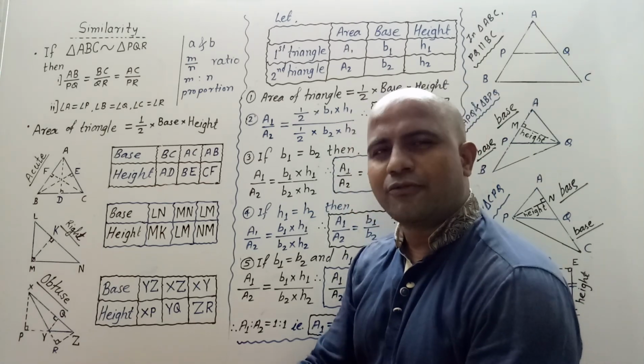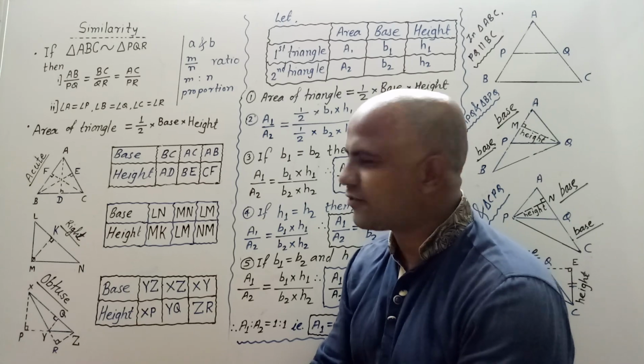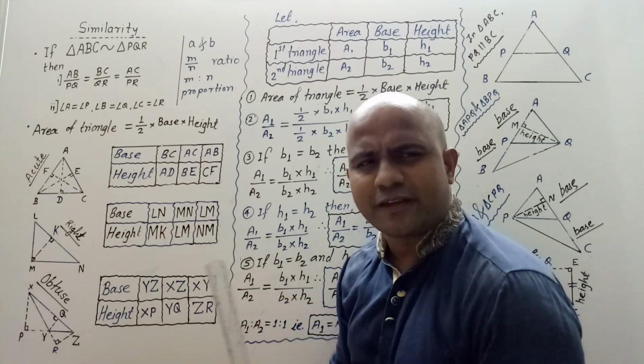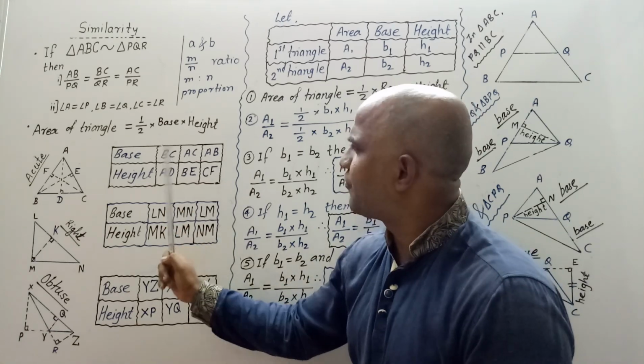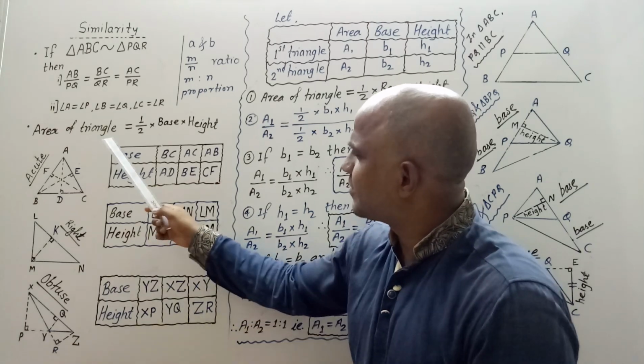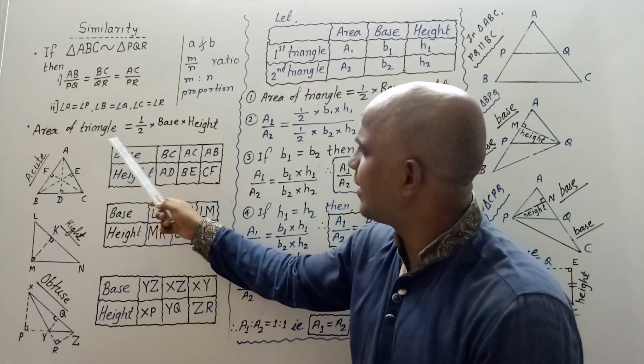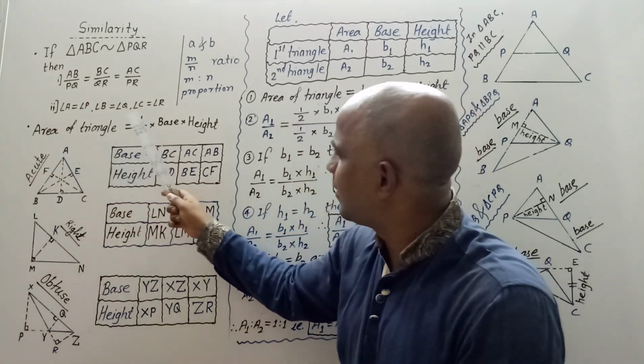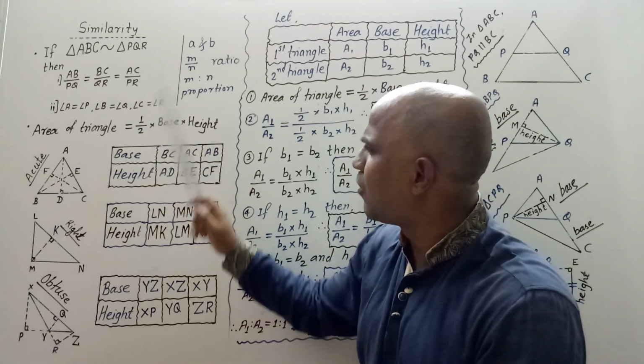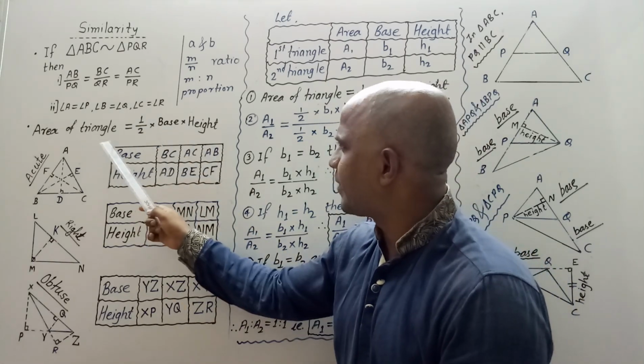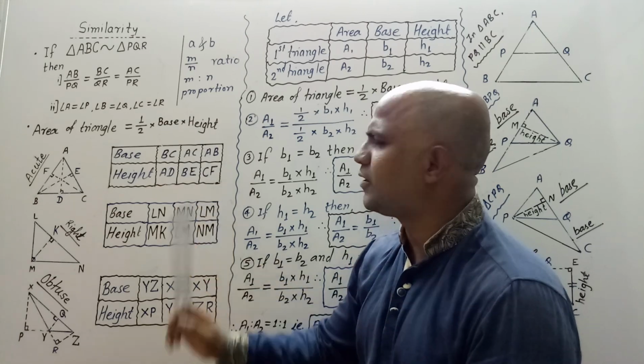Okay, now we are going to discuss the next point. A very basic formula: area of a triangle. You studied this from your childhood also. Area of a triangle is equal to half into base into height.